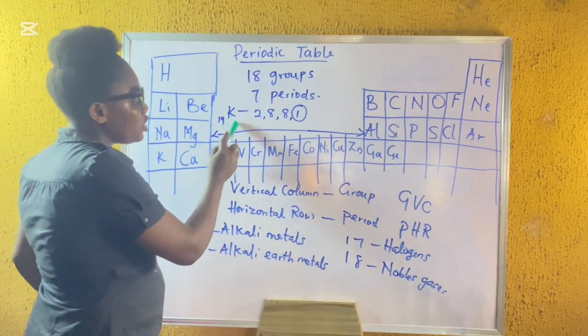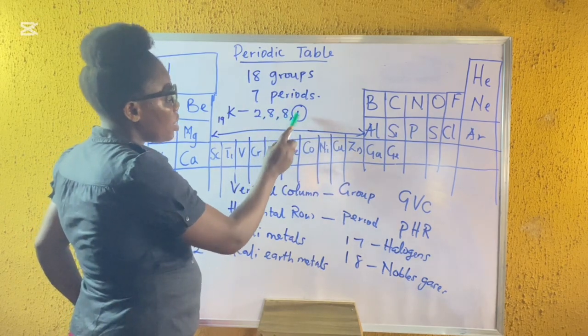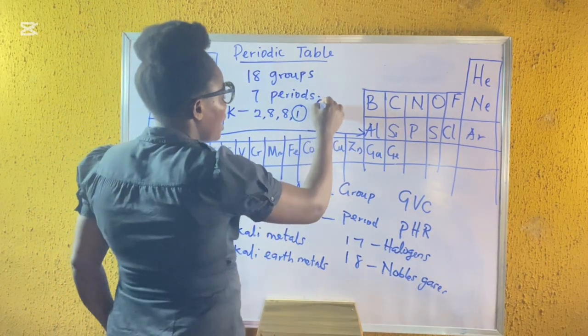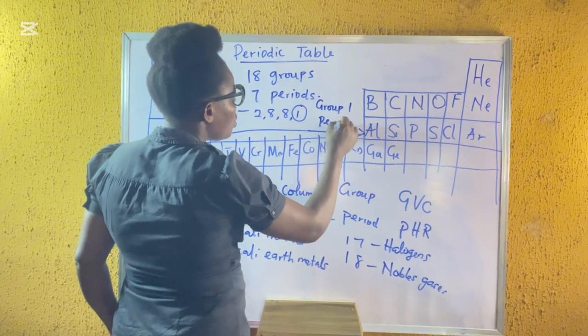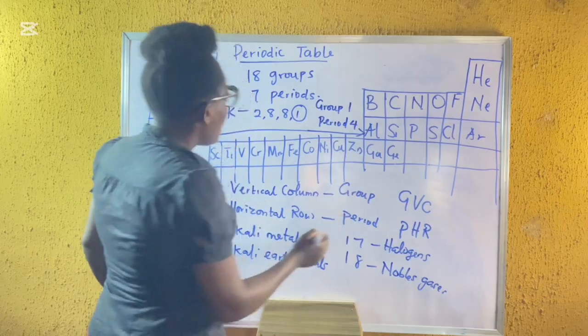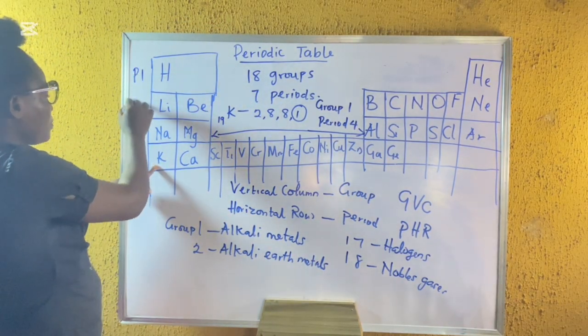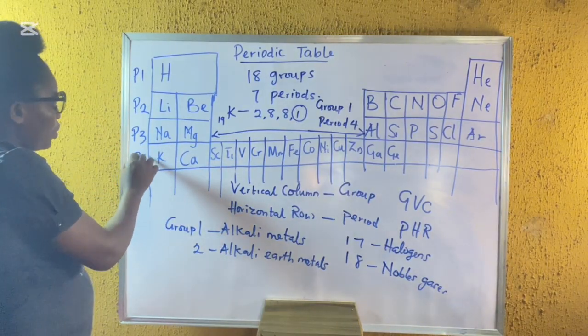So we have potassium. I have the first shell, the second shell, the third shell, and the fourth shell. So that means potassium is a group 1 element and it belongs to period 4. So let's say it is a group 1 element. So this is period 1, period 2, period 3, and period 4.